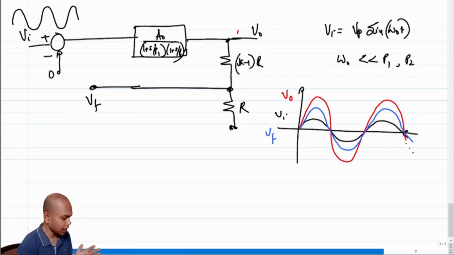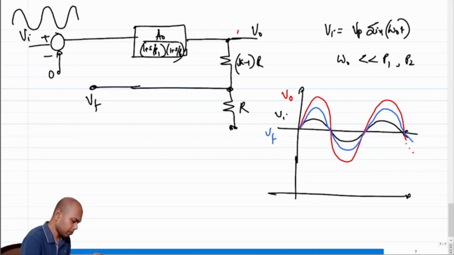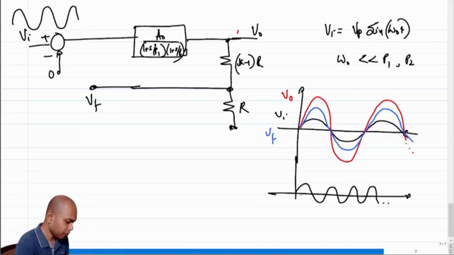So let's say we change the frequency. When you change the frequency, two things are going to happen. One, the amplitude of the output is going to reduce because the poles are going to kick in. And two, they are also going to shift in phase, right? They will not be aligned. The peaks of the feedback voltage will not align with the peaks of the input. So at any arbitrary omega naught, maybe your input is something like this. Let me directly sketch the feedback voltage. Your feedback voltage might be something like this.